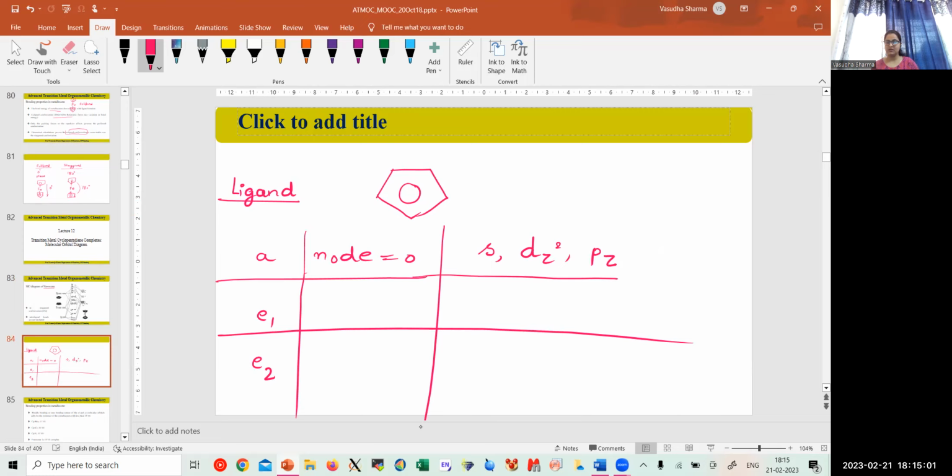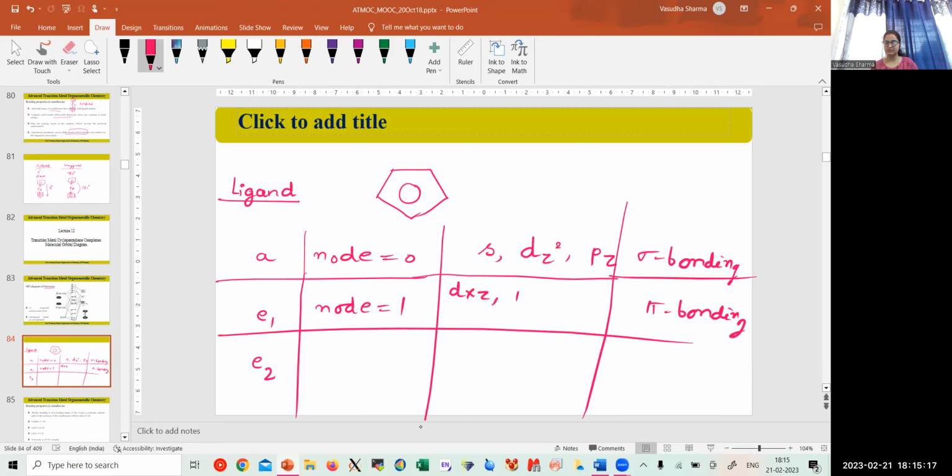The e1 has node equals 1. This is a sigma bonding, and this will form a pi bonding. The combination comes like dxz, px, dyz, py. And e2 has node 2. This will give you a delta bonding, which I have told you is a weaker bonding compared to pi bonding. But among all three, sigma, pi, and delta, sigma is the minimal, which is the non-bonding. And here the combinations are dx square minus y square, and dxy. So these are the ligand combinations.